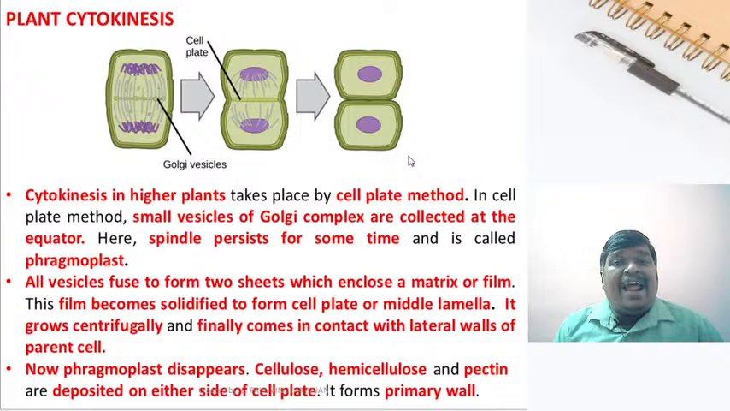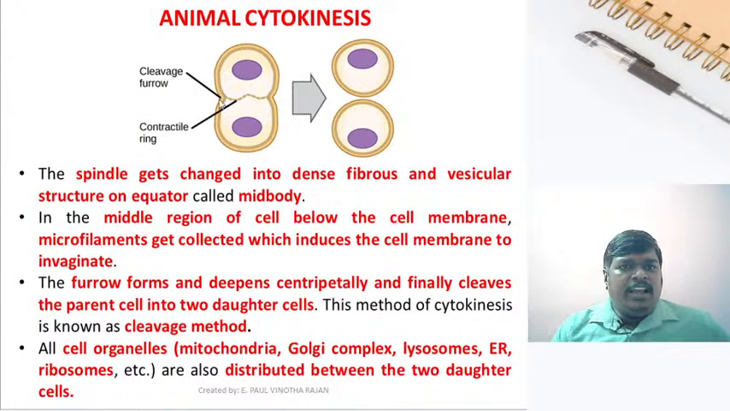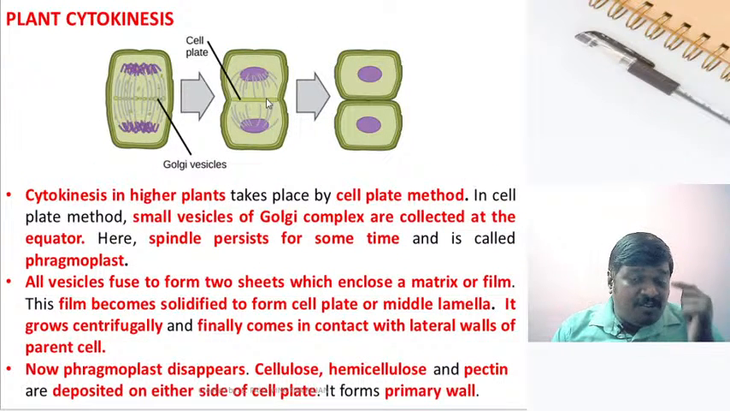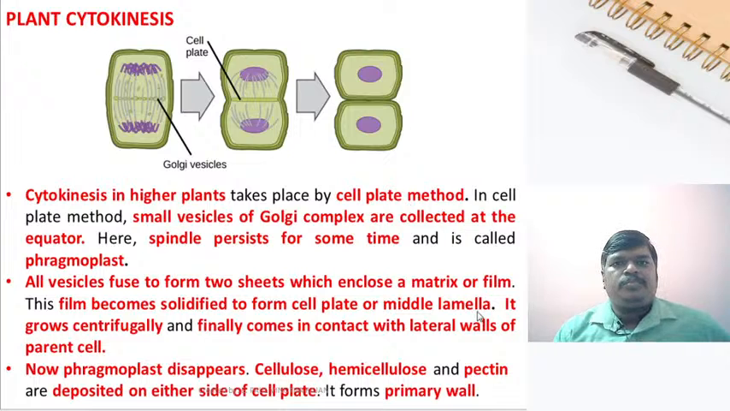Whereas in the case of plant cytokinesis, it is the cell plate method. Here, as I told, the spindle fibers form a dense fibrous structure, which helps in the formation of the cell membrane. Here, the cell wall has to be formed. The cell wall is formed by small vesicles of the Golgi complex, called Golgi vesicles, which are arranged at the center of the cell. That's called the equator region.